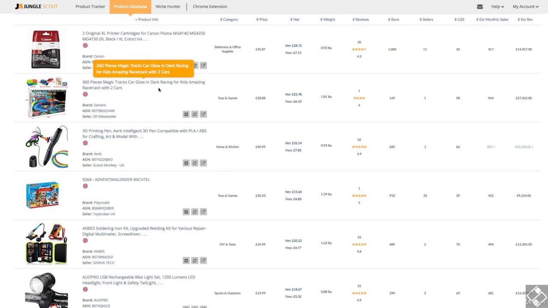Moving down, we've got the 360 pieces Magic Tracks Car Glow in the Dark Racing for Kids Amazing Racetrack with 2 cars. This does look like a private labeled product. It does look like these guys have just got this in from China. It looks like a great toy, to be honest. This is not beyond the means of anyone to do this. They're selling it at £28.88.